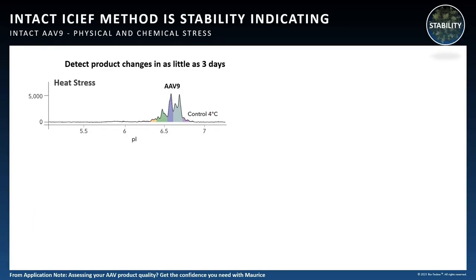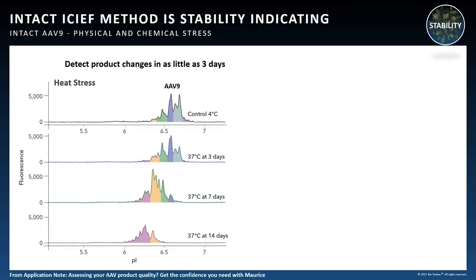Shown on this slide are two examples of stability testing for AAV9. In the first test, we incubated AAV9 at 37 degrees C for 3, 7, or 14 days, and then ran them on Maurice compared to a control sample. In as few as 3 days, changes can be seen in the AAV9 particle. And certainly by 7 days, the AAV9 particle has started to significantly shift to a more acidic pI. By 14 days, the particle is shifted completely off from the basic original pI.